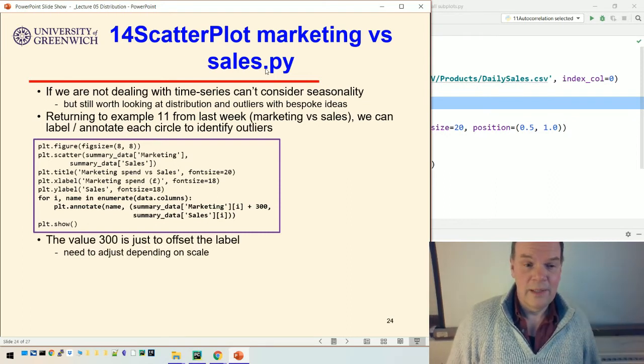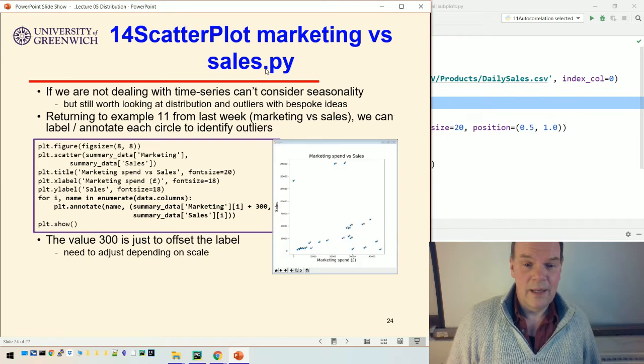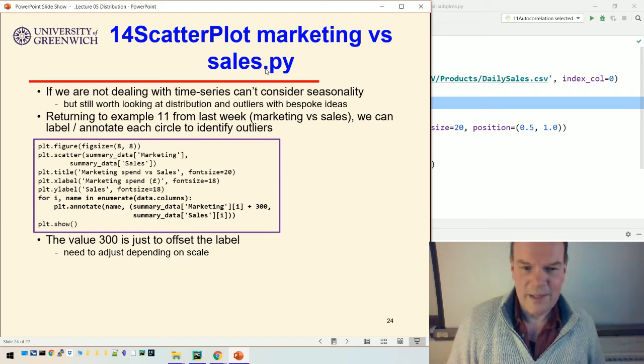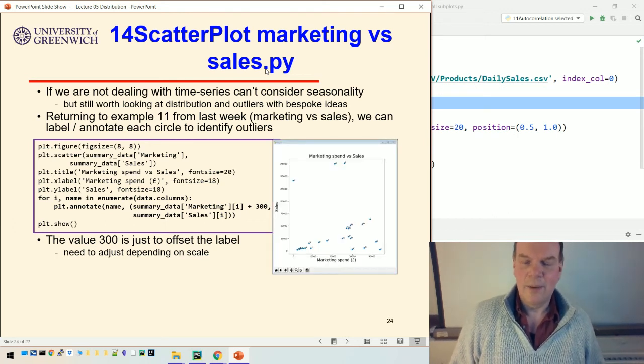Here, first of all, what I want to do is label and annotate each circle. So if I know there's some outliers in this data, I want to know which ones they are. And the easiest way to identify them is just to put a label on them. So in this figure, this is the same chart as we saw last week, a scatter plot of marketing spend versus sales, but now I've put some annotations on.